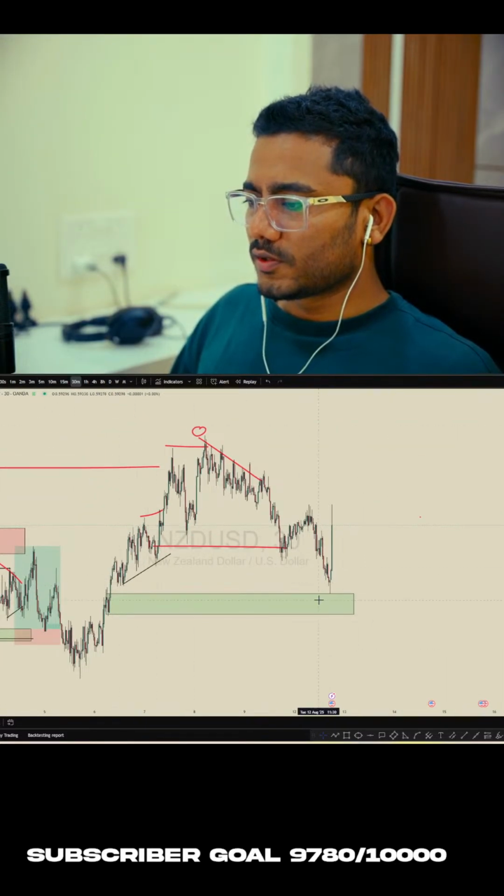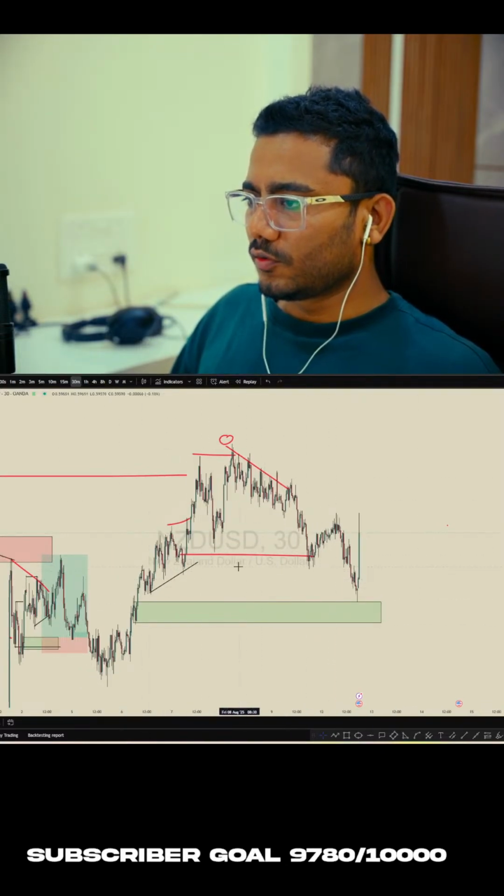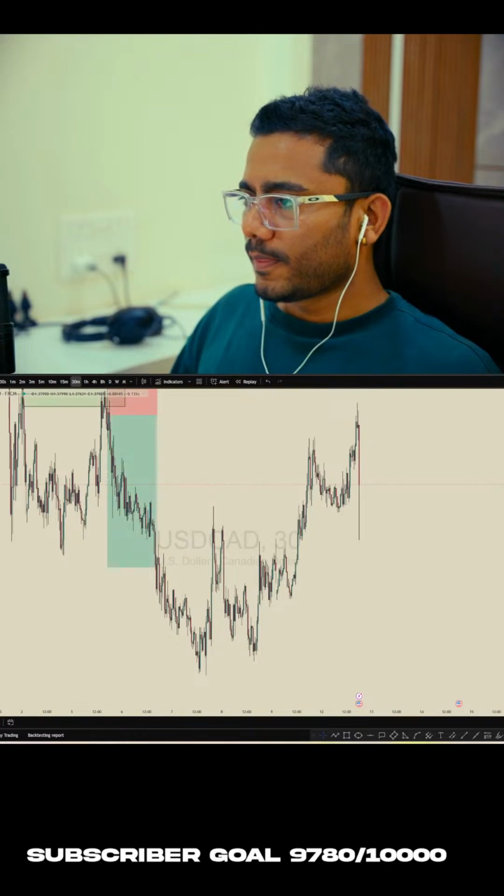This is also from yesterday only. I marked this order block. And there was this trend line liquidity. So this setup also was given yesterday.